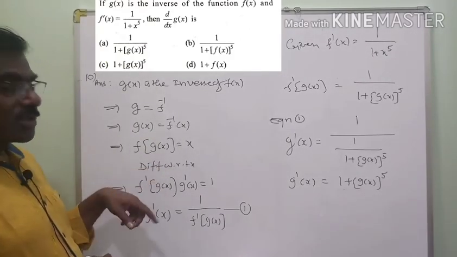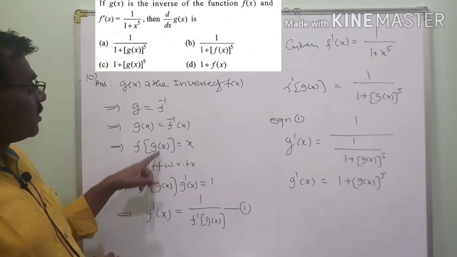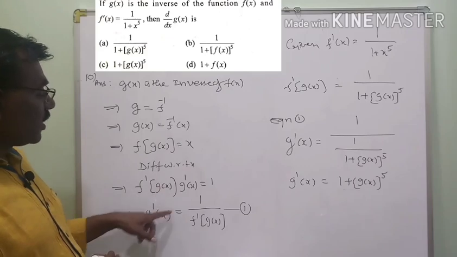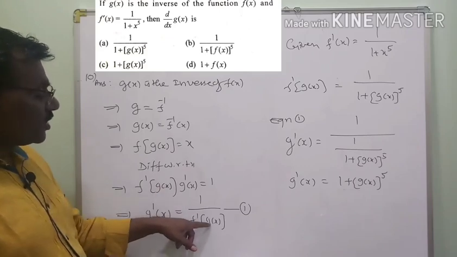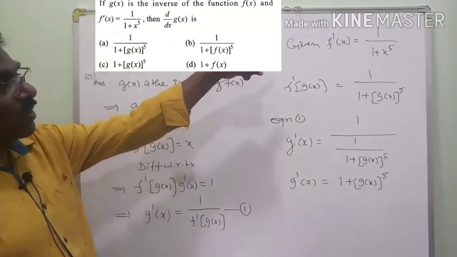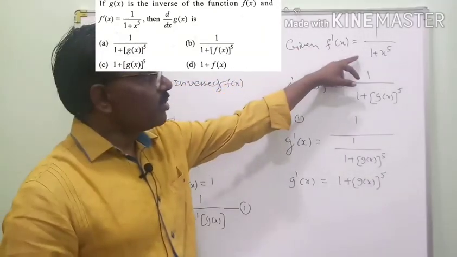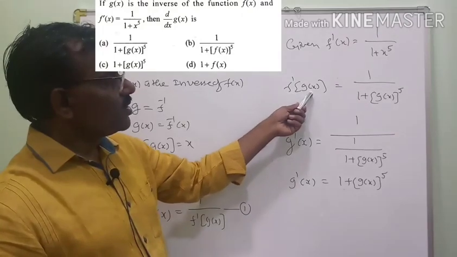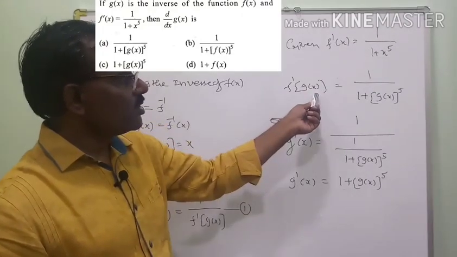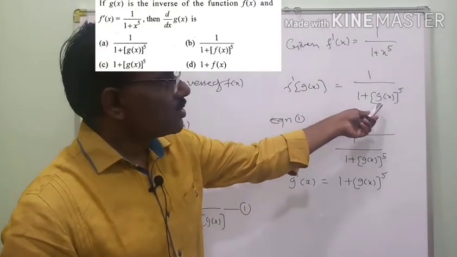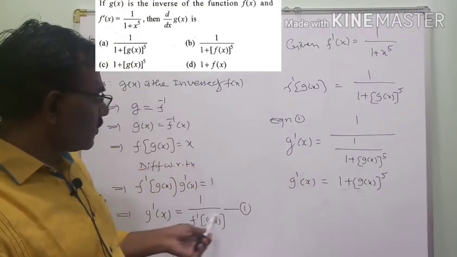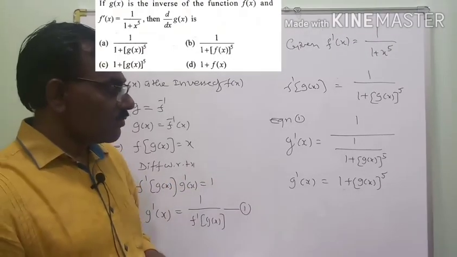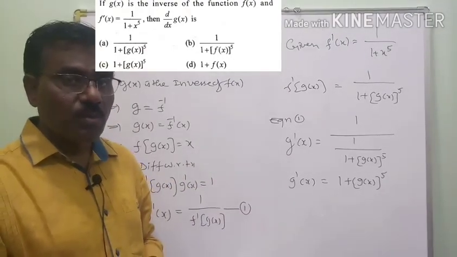Differentiate with respect to x: f dash of g of x times g dash of x equals 1. So g dash of x is equal to 1 by f dash of g of x. F dash of x is given as 1 by 1 plus x to the power 5, so f dash of g of x, just replacing x by g of x, is 1 by 1 plus g of x whole raised to 5. Substituting, 1 divided by 1 over that gives 1 plus g of x whole raised to 5. This is a very important question.